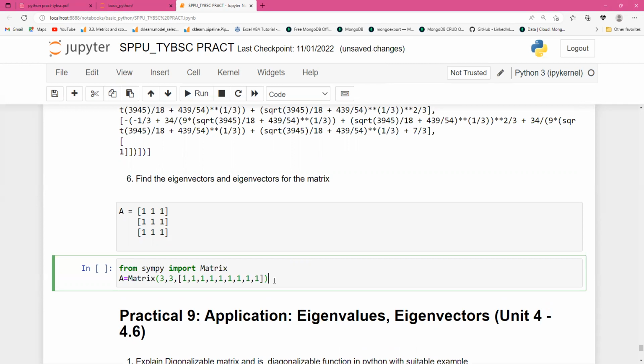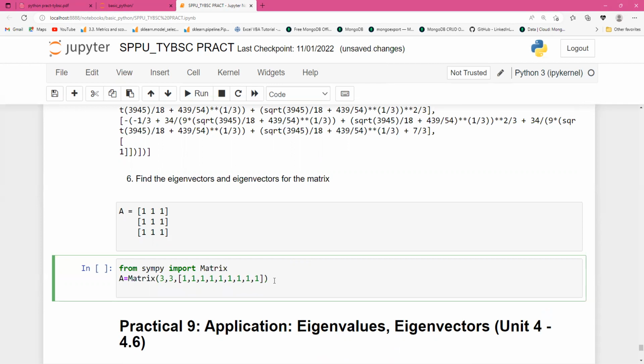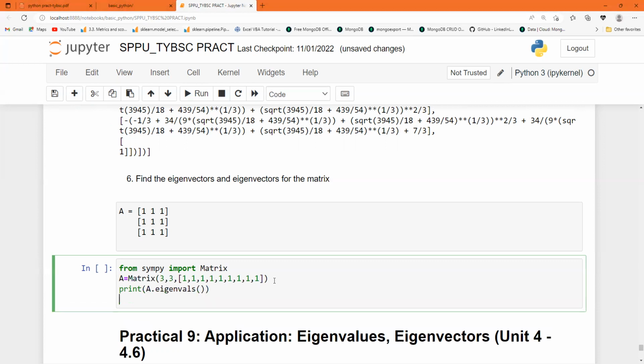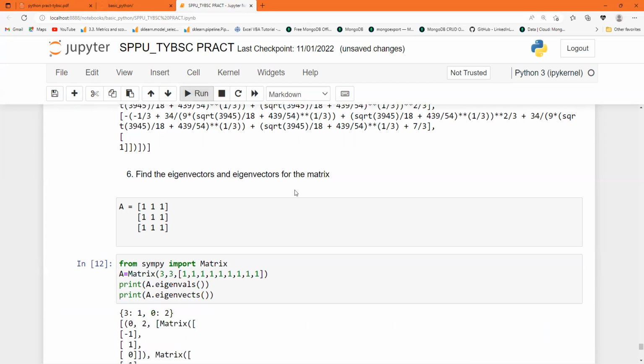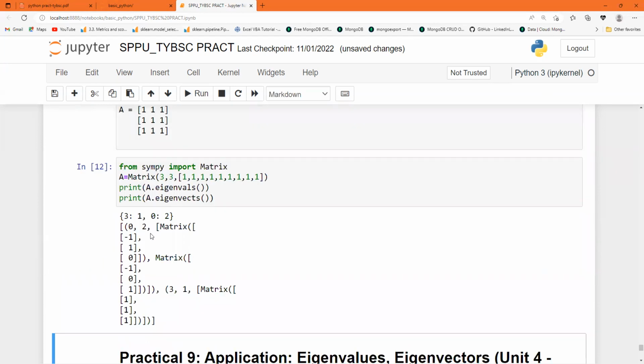And then I will print this A dot eigenvals, and then I will print A dot eigenvectors. And let's run it, guys. What will we get? We will get these eigenvalues, these 3 and 0.